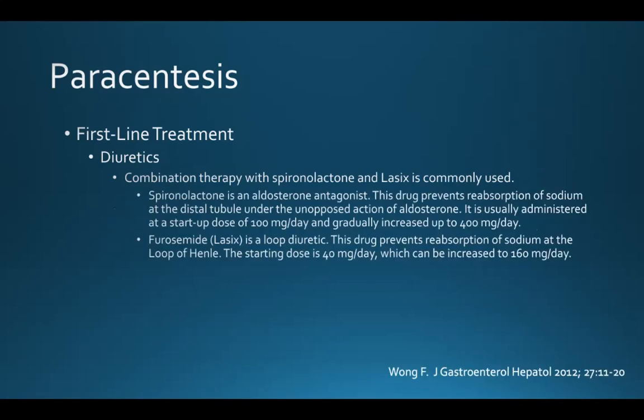Spironolactone is an aldosterone antagonist, and this drug prevents the reabsorption of sodium at the distal tubule under the unopposed action of aldosterone. It's usually administered as a startup dose of 100 milligrams per day and can gradually be increased to up to 400 milligrams per day.